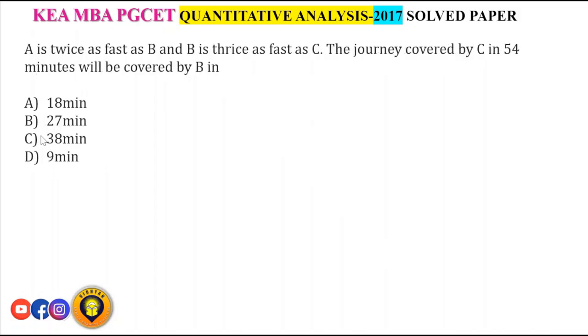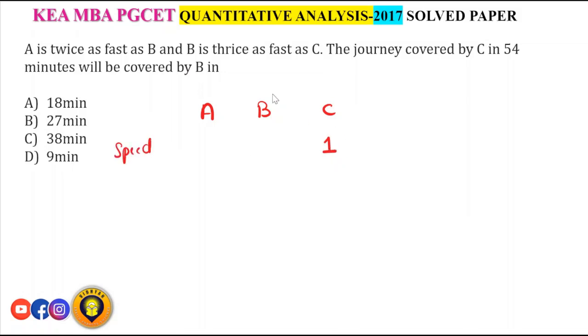A is twice as fast as B and B is thrice as fast as C. The journey covered by C in 54 minutes will be covered by B in how much time? So in the first line, they have given the speeds of A, B and C. They are telling that A is twice as fast as B and B is thrice as fast as C. So let us suppose that C's speed is 1 unit. Okay, so this is the speed ratio.